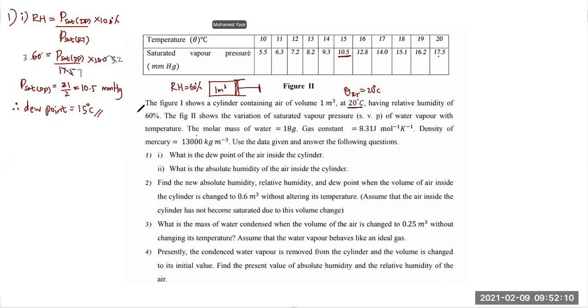So these dew point questions and humidity questions, you have to approach them using the graph. They will give you a graph, you find the value, then you have to go back to the graph and get the answers. All right, done.